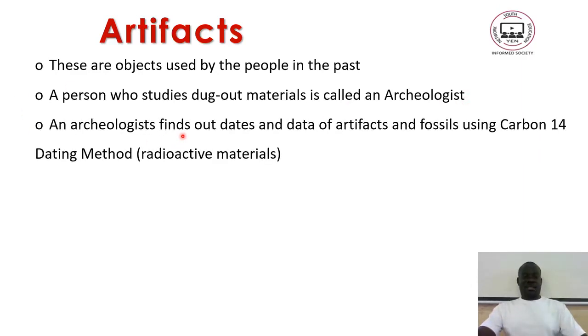An archaeologist finds out dates and data of artifacts and fossils using a method called the carbon-14 dating method, that is, using radioactive material. They use this method of dating to find the dates when they have dug out an artifact, an object that was used in the past. The first thing is to find out when this thing was used. So how do they do that? They use the carbon-14 dating method.